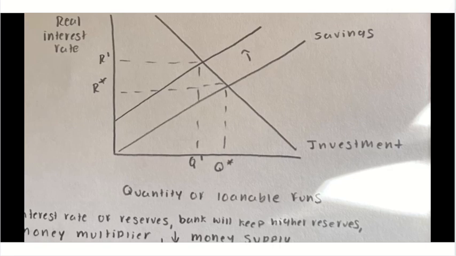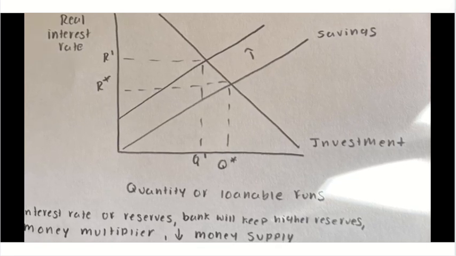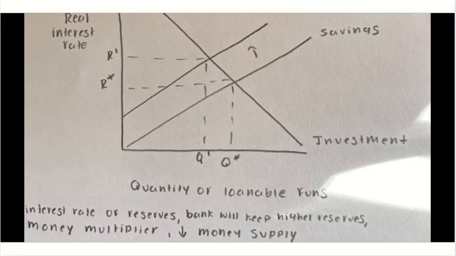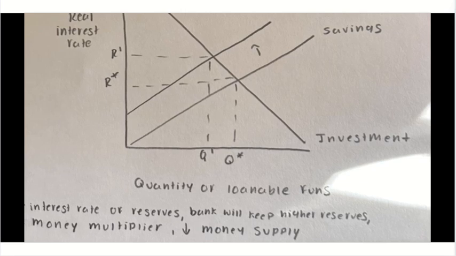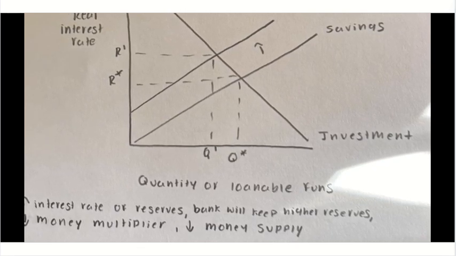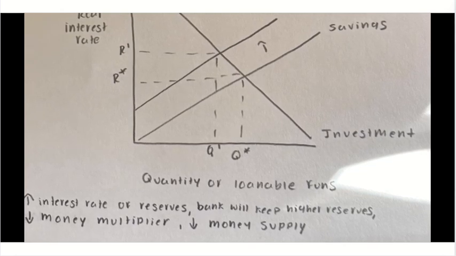Interest rate paid on reserves has to do with the interest rate at which banks choose to lend reserves held at the Fed to one another. If there's an increase in the interest rate on reserves, the bank will keep higher reserves. This will cause a decrease in the money multiplier, which will ultimately lead to a decrease in the money supply.